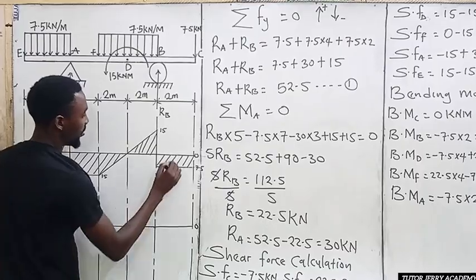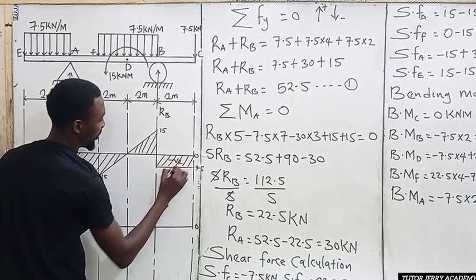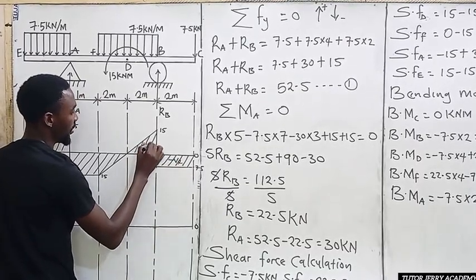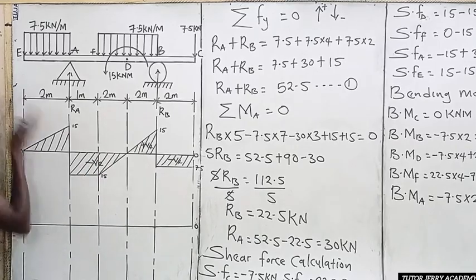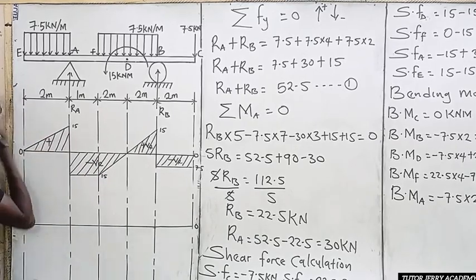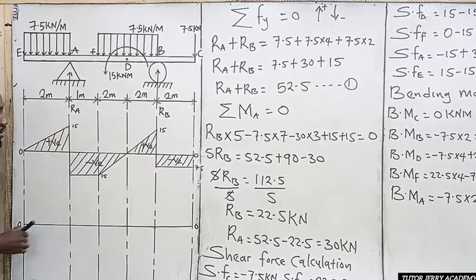All right. So this is our negative part. This is our positive part. This one is our negative part. This is our positive part. All right, so that's it.